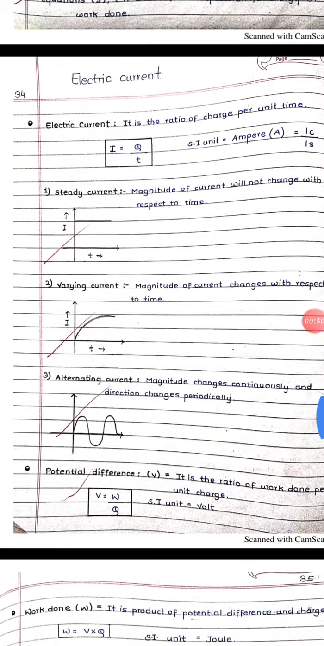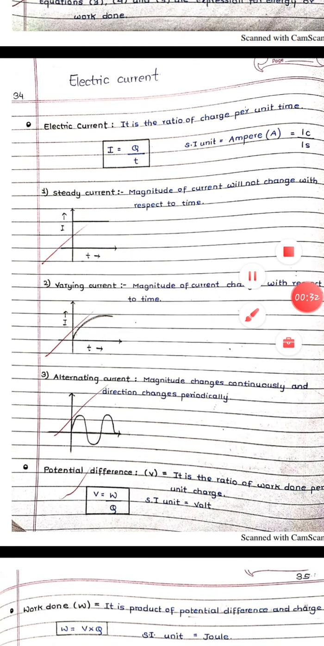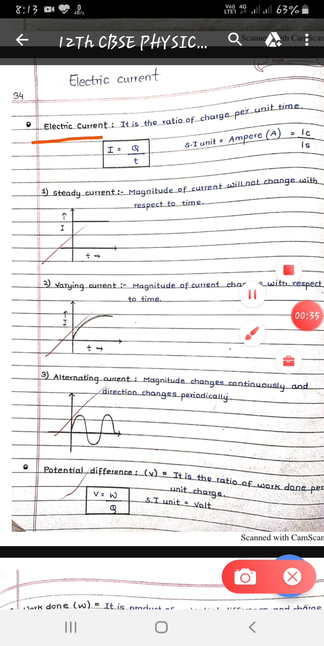Already we have done this definition in class 10. So what is electric current? Electric current is the ratio of charge per unit time, that is, the amount of charge flowing through the conductor with respect to time. It is represented by I is equal to Q upon T. Basically I represents electric current, Q represents charge, T represents time.